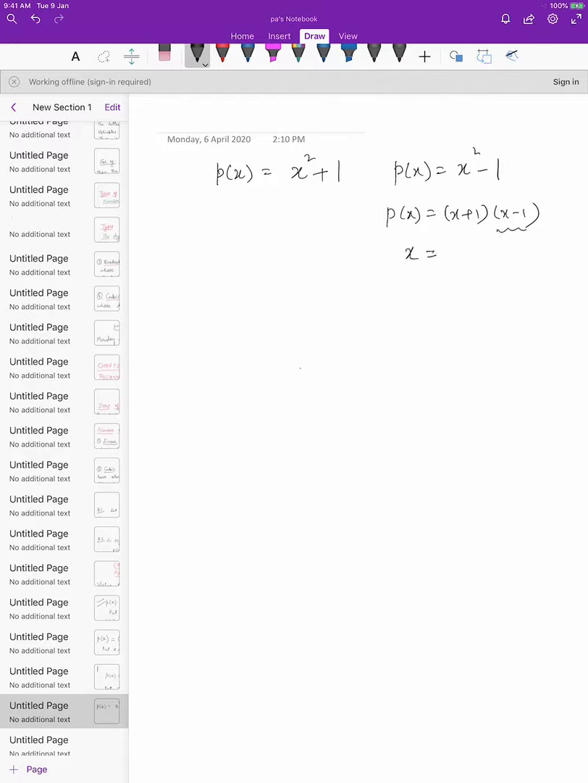If I want to make this bracket 0, I will put x is equal to 1. And if I want to make this bracket 0, I want to put x is equal to minus 1. So I can easily say 1 and minus 1 are the zeros of this polynomial.